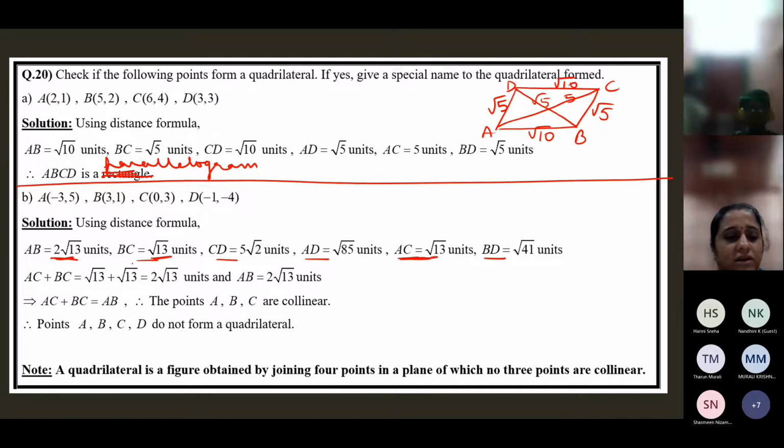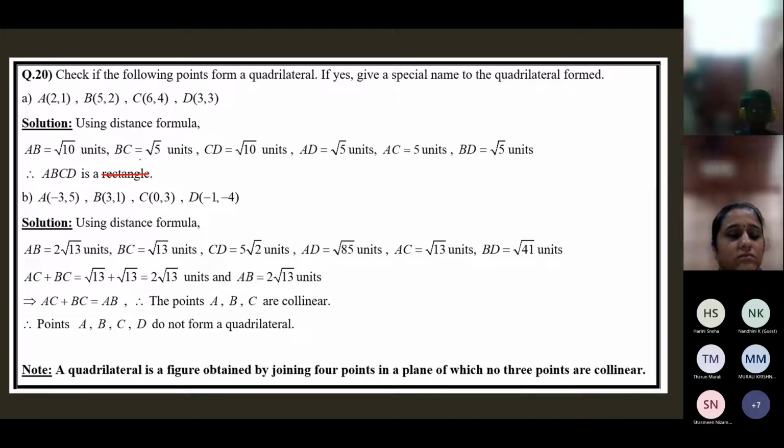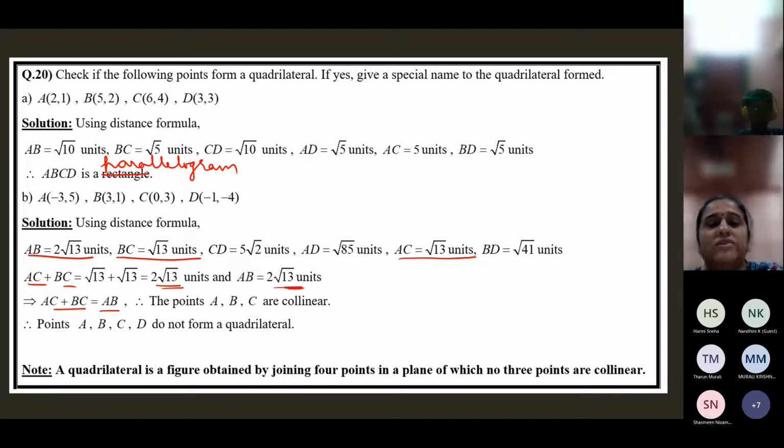It's very clear that BC plus AC is equal to AB. Root 13 plus root 13 is 2 root 13. So AC plus BC is 2 root 13 and AB is also 2 root 13. So AC plus BC is equal to AB. When does this happen? Only when 3 points are collinear. So which are the 3 collinear points? A, B, and C.